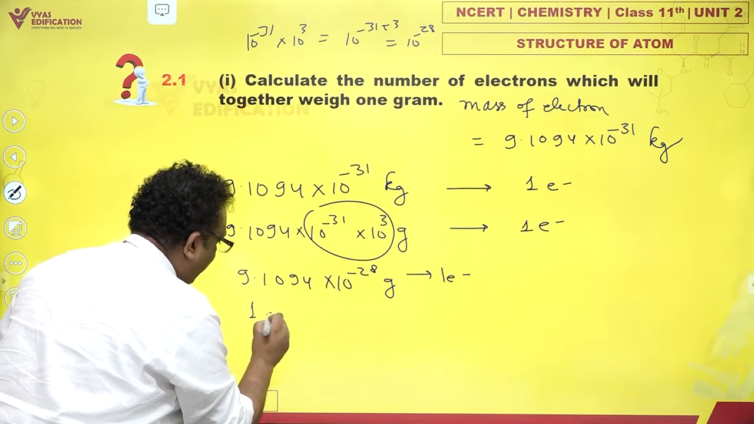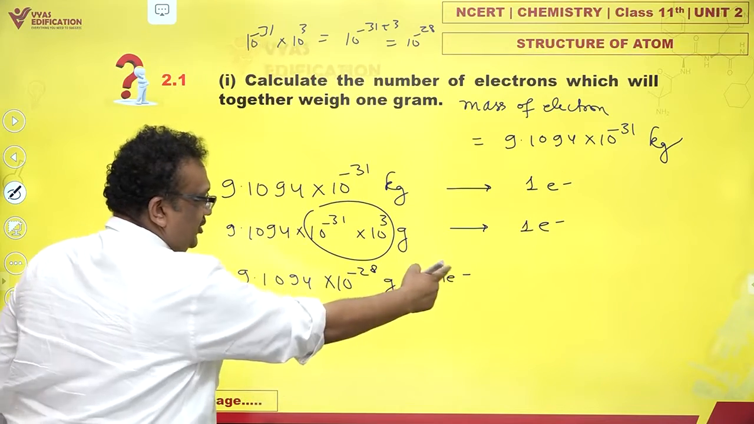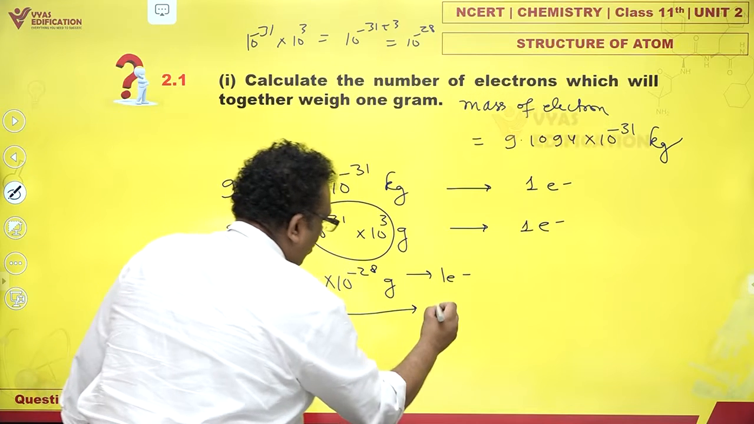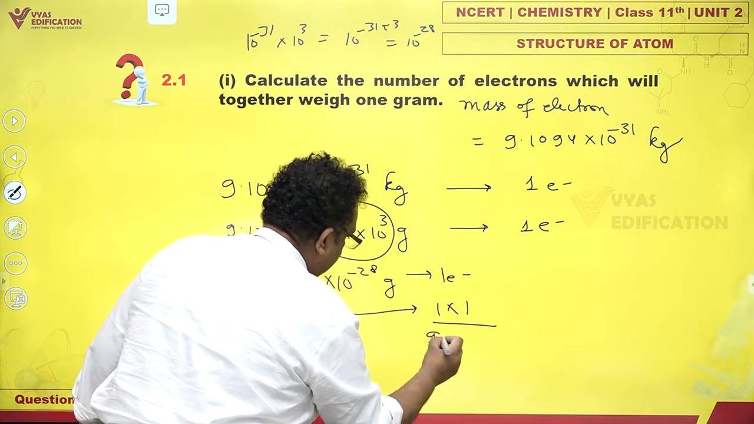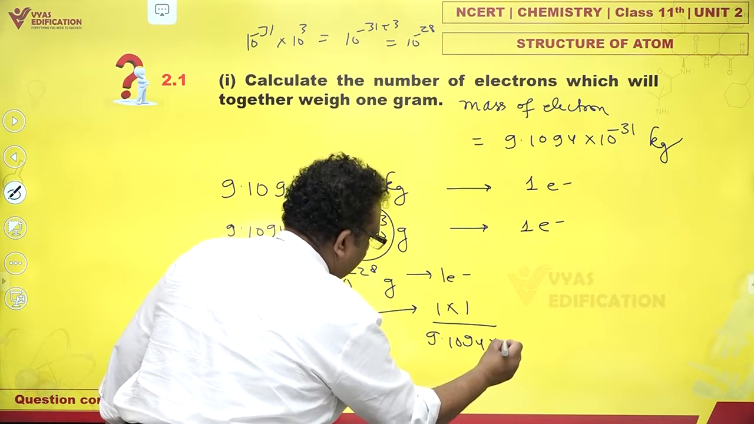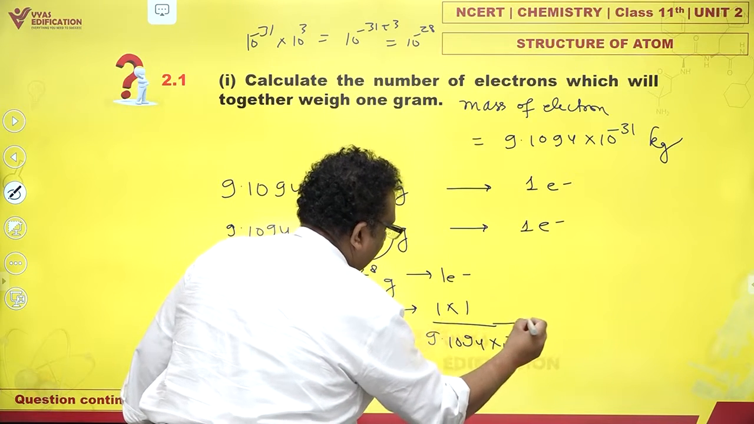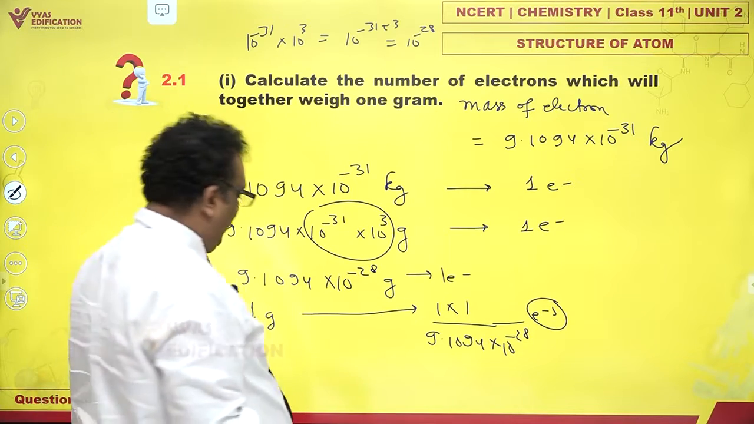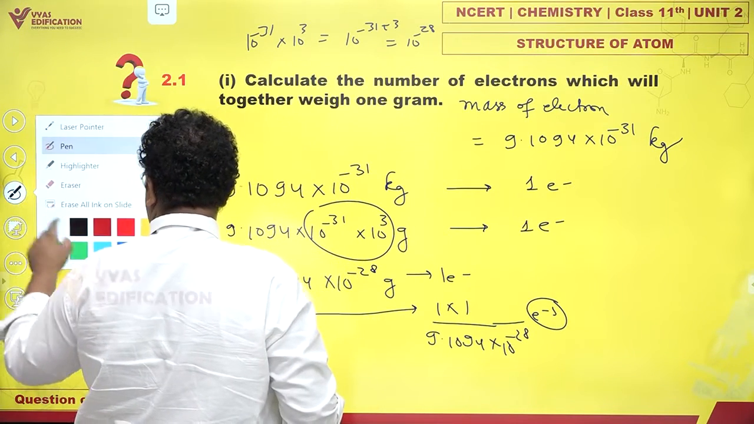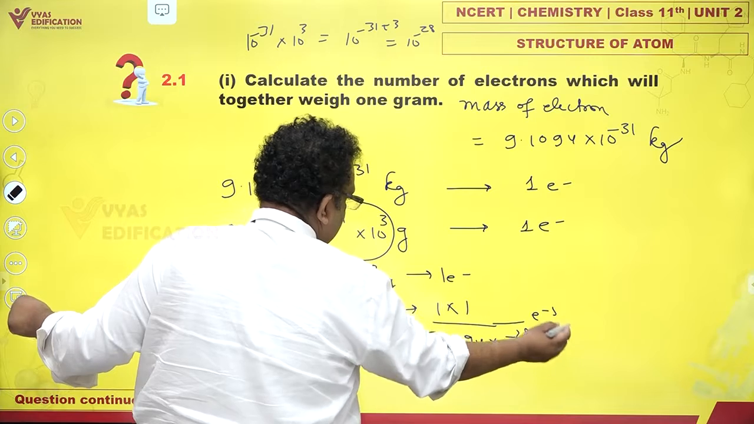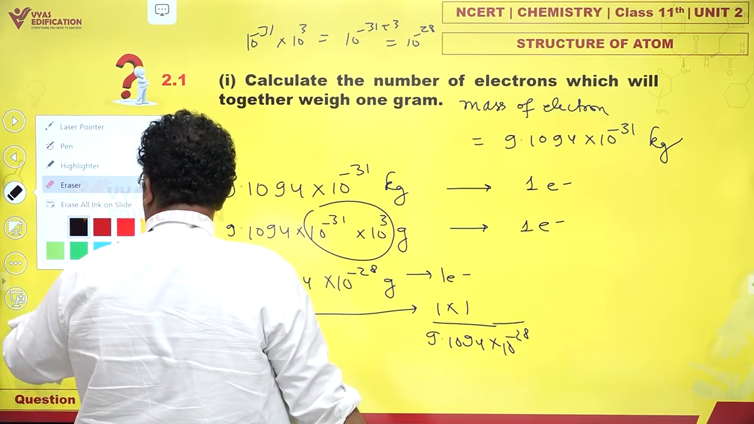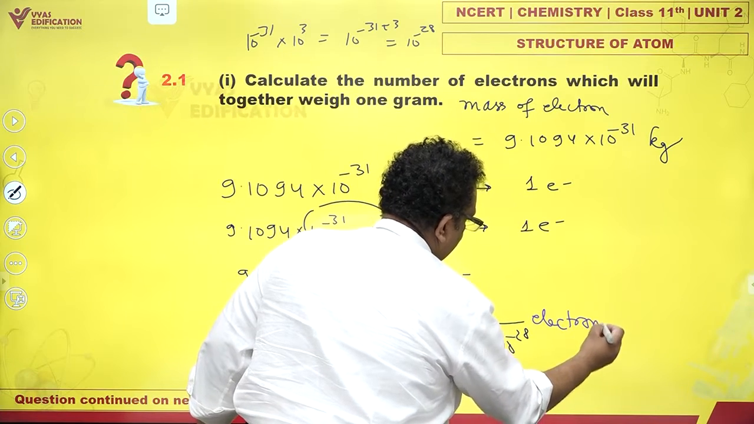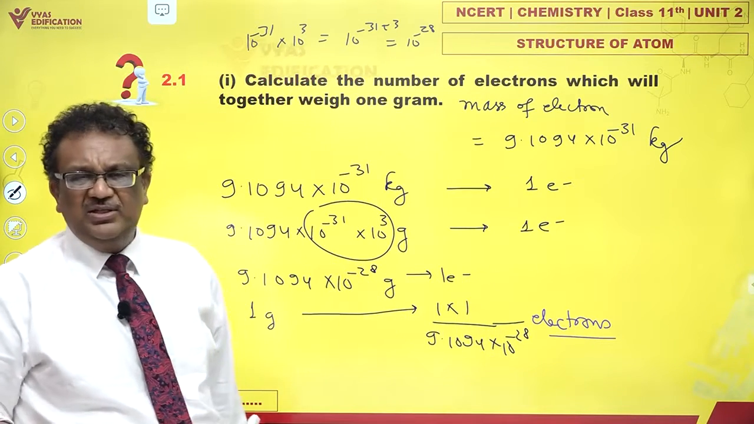So 1 gram would contain how many electrons? This into this upon this. How? Ratio and proportion, simple. So 1 into 1 upon 9.1094 into 10 raised to minus 28 electrons. Sorry, don't misunderstand this. What I mean to write is electrons, nothing else. What do I need to do? Now I just have to do calculations.